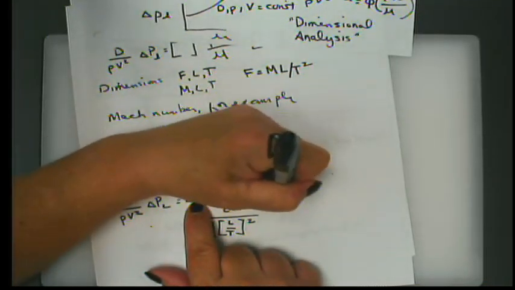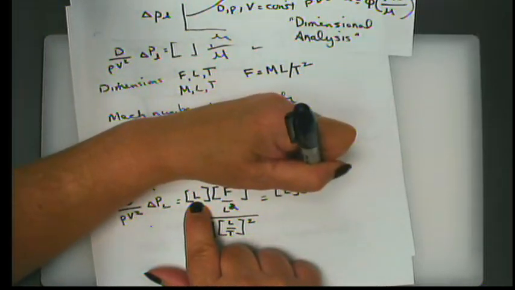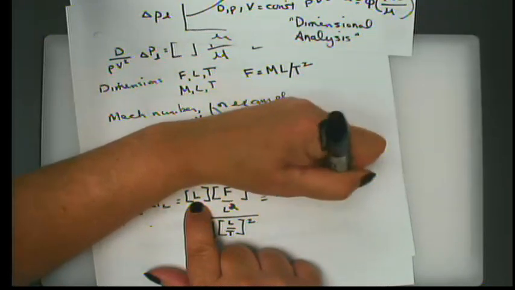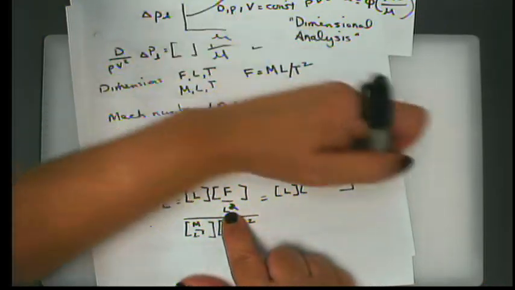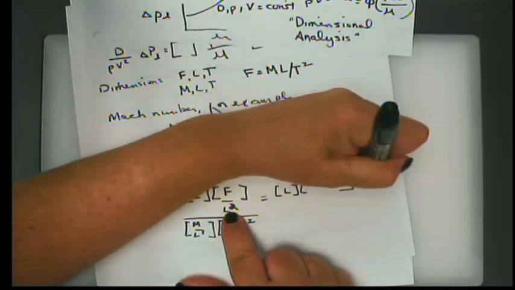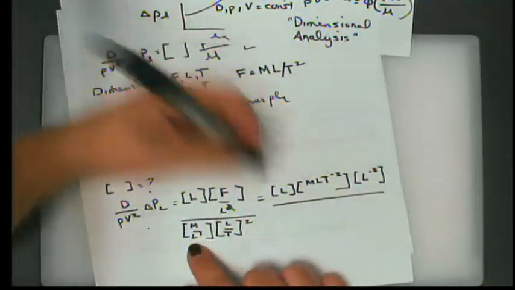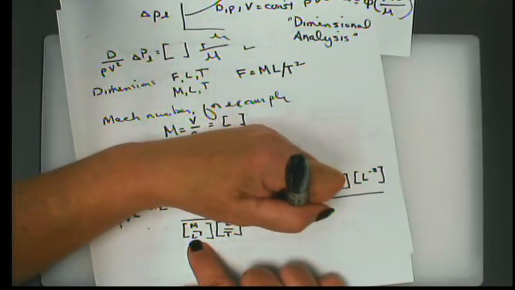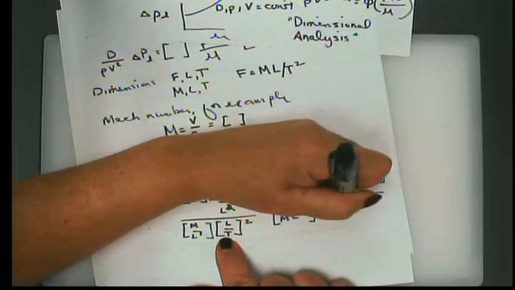So here we have length. Instead of force, I'm going to write mass length per time squared, which is going to be T to the minus 2. And here I have L squared in the denominator, which I'm going to write as L to the minus 2. And then on the bottom, in the denominator, I have mass. Length to the third in the denominator there is going to be L to the minus 3. And here I'm going to have L to the second, T to the minus 2.